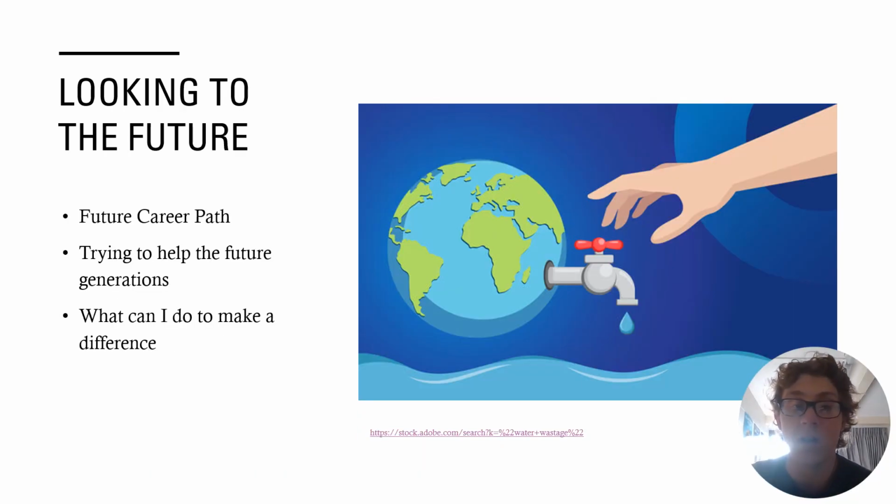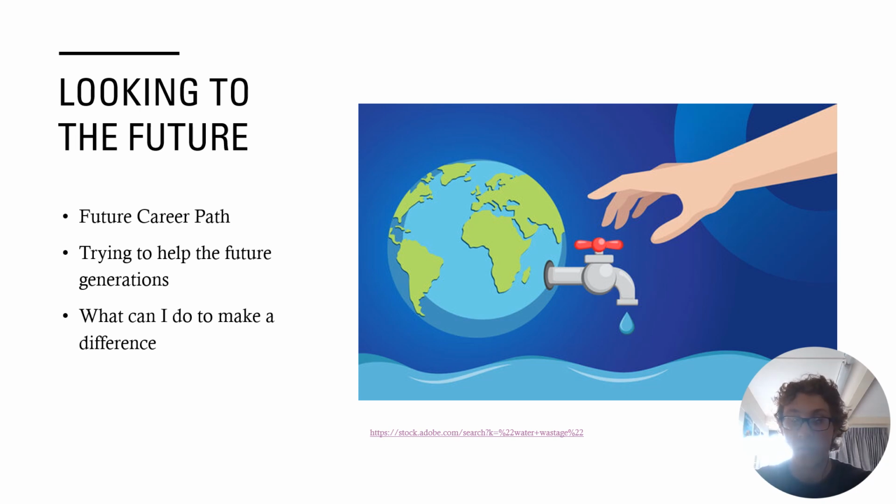Looking to the future, this could potentially be something that I'm interested in, especially with my geography and geology background and what I want to do. Water sanitation and cleanup is something that I think would be very interesting to go into, and it drove me to this idea. But it also showed that I can make a difference.